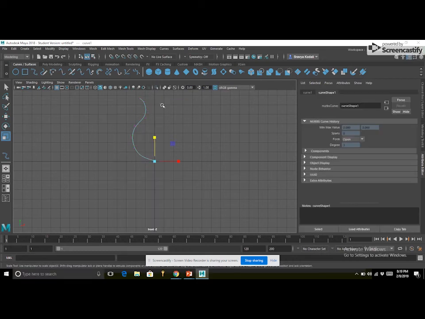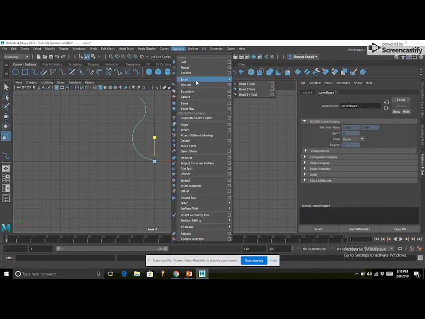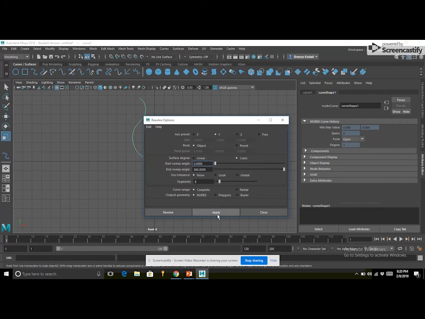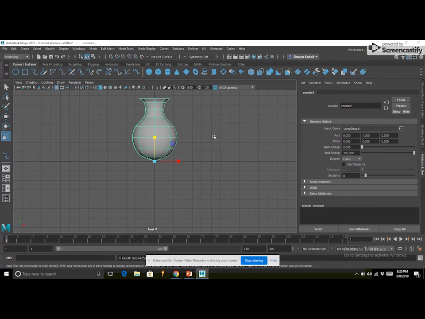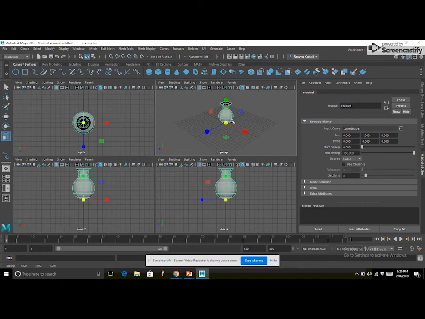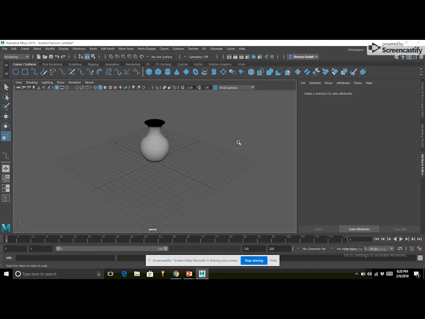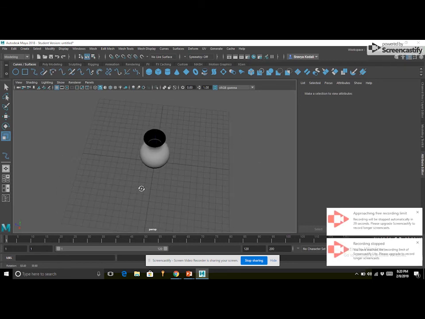I'm going back to the object mode. And here I'm selecting the surfaces and I'm selecting the option revolve. Apply, close. Here we have a NURBS surface. You can see that in perspective view clearly. So I'm going to that view. Here we can see a flower vase. So this is a very simple example. Maybe you can try this.